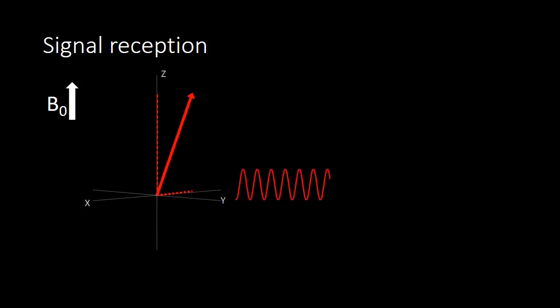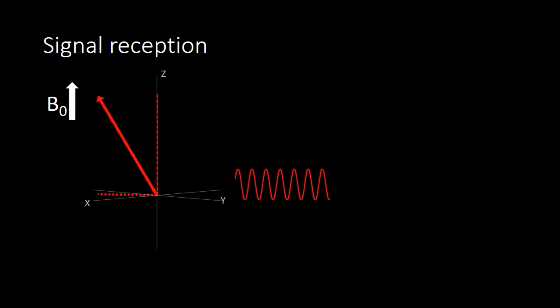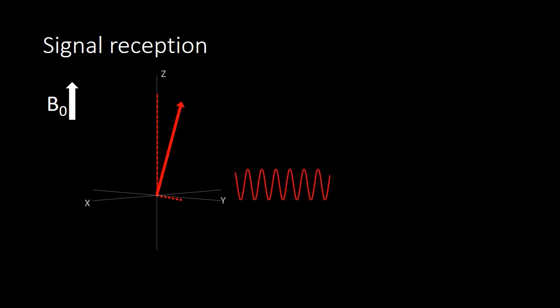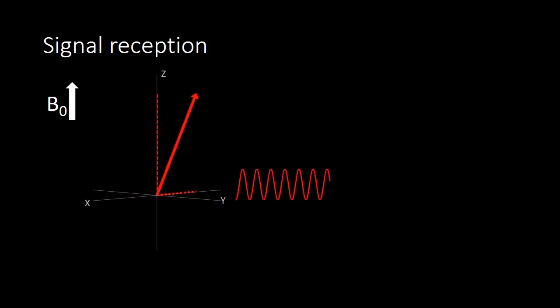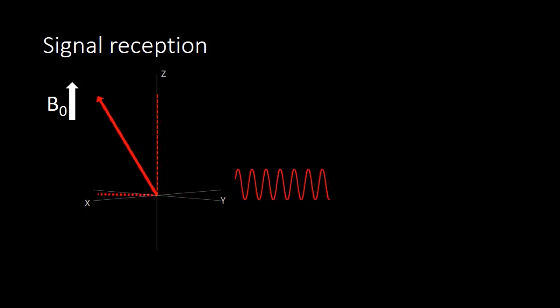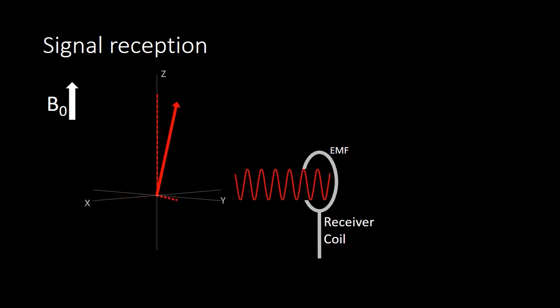And once we've tipped the net magnetization a little bit into the transverse plane, it now has two components, one along the z-axis and one in the xy plane, or the transverse plane. And that component in the transverse plane is rotating again at the Larmor frequency. And we can use this as an oscillating magnetic field to detect a signal. So that rotation in the transverse plane becomes our MRI signal.